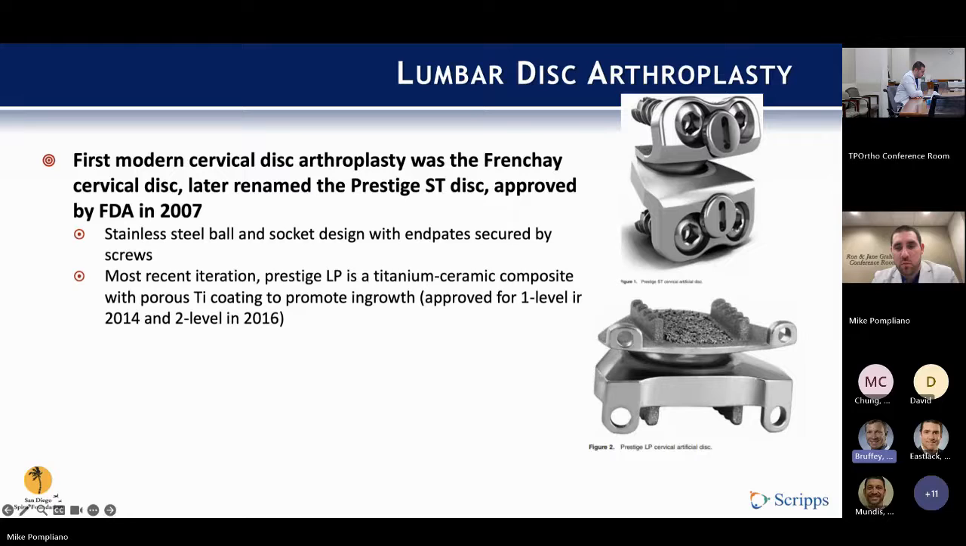So in your mind, Mike, after going through this research, what's the best interbody? Do you just want to do your biomechanical and your clinical separately?